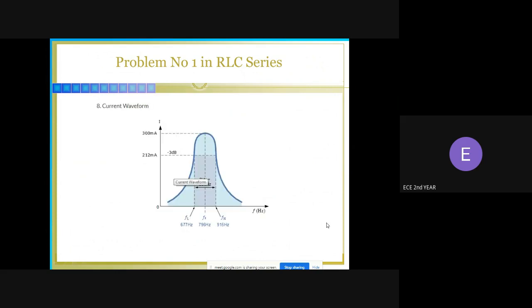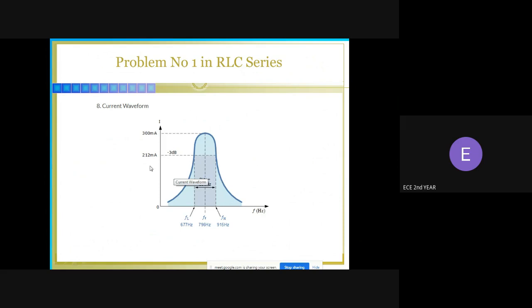Okay. So we can draw the curve. We are representing the values here. I is the maximum current. So we can draw this frequency with respect to current. This is the lower cutoff frequency 677. This is the resonance frequency 799. At the resonance frequency, the maximum value of current is 300 milliampere. And at 915, this is the half of the value.